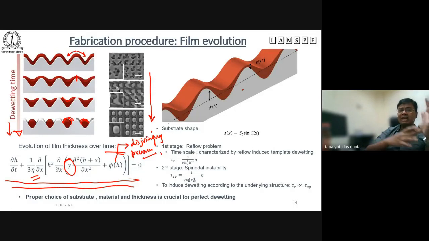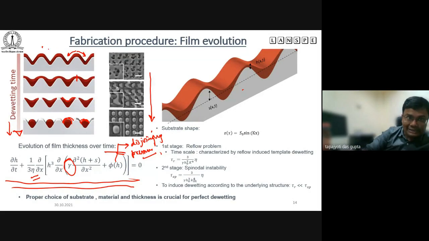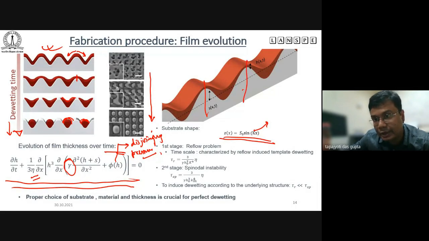But initially, in the first stage, when the film is thick, let's consider this cartoon, the first one. The substrate shape, we keep it sinusoidal one-dimensional, just for simplicity. You can consider 2D also, but that makes things complicated, which has a periodicity of k. So that means you have a wave number, which is the periodicity of k. And then we can easily neglect the substrate and the fluid interaction because the film is still thick.